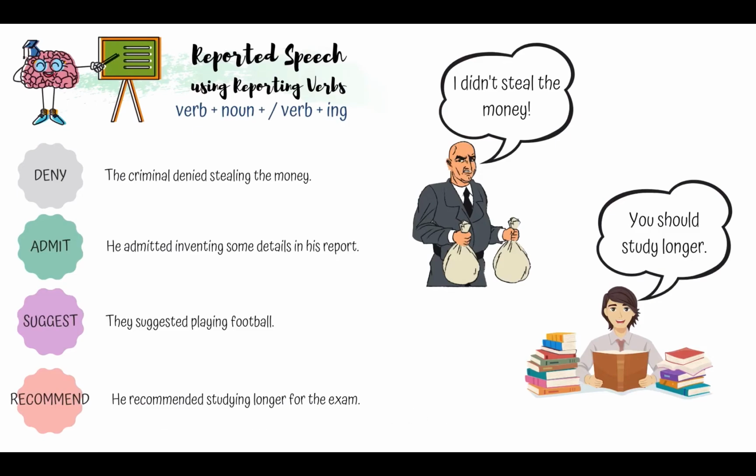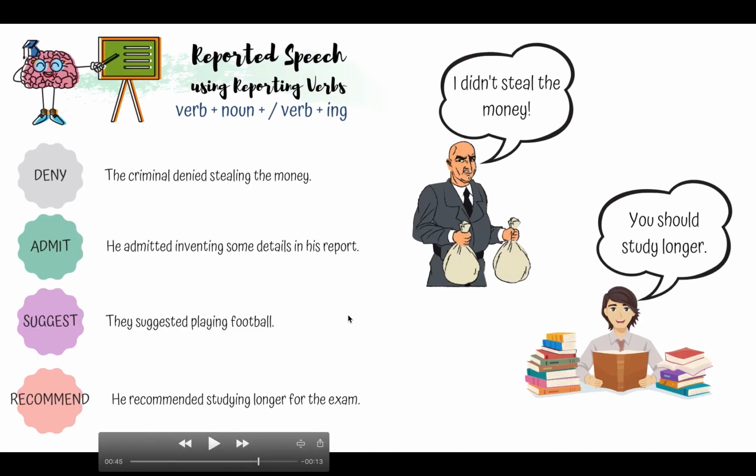Okay, so here, our next types of reporting verbs are the verb with a noun plus verb ing. So, we have our 4 verbs here, reporting verbs. Okay, we have deny, we have admit, we have suggest, and we have recommend.